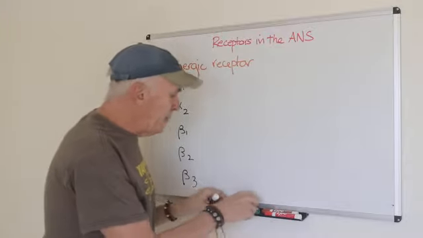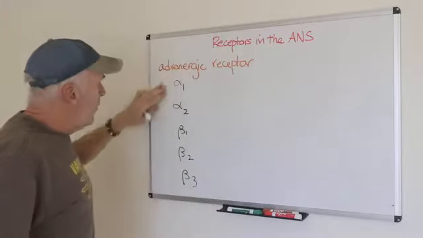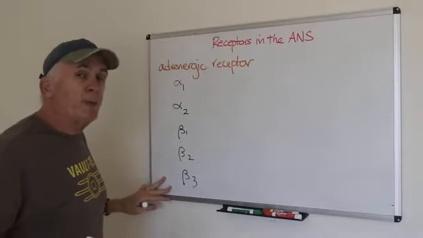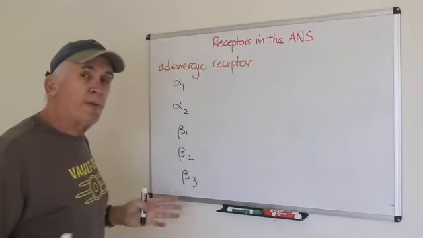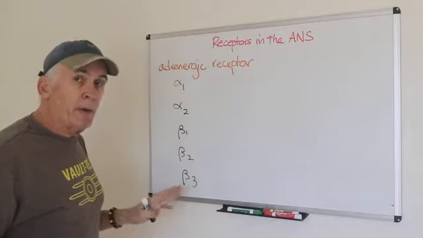Let's talk about what they do. Why are there 5 different receptors? They're found at different places in your body, and therefore they do different things. And that's the biggest deal here, all right?